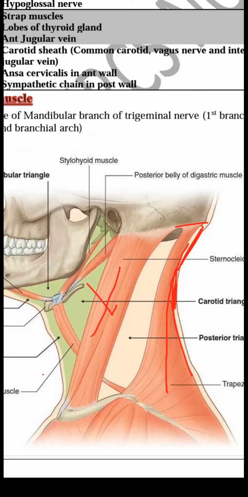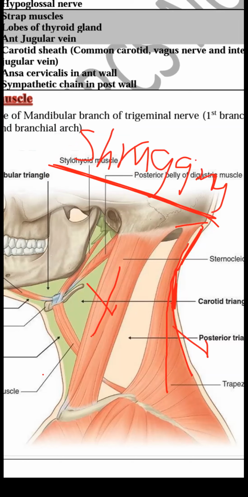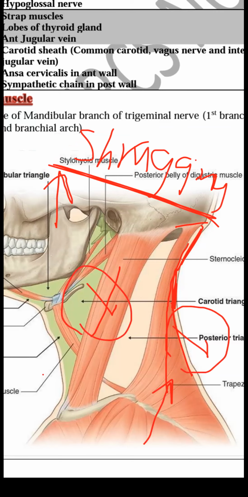This muscle, by the way, is responsible for a very important action, which is called shrugging shoulder. What's meant by shrugging? Shrugging is elevation of your shoulder. This is supplied by accessory nerve, which is cranial nerve number 11. Also, this is the same innervation of the sternocleidomastoid.